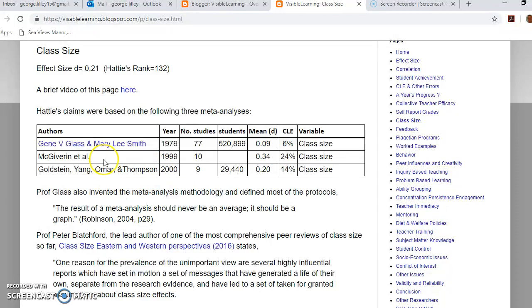It's interesting to note that the Glass of the class size study is also the same Professor Gene Glass who invented the meta-analysis methodology, and Hattie cites Gene Glass as the person that inspired him to get into this line of work. But Glass also listed a number of protocols, one of which was the result of a meta-analysis should never be an average, it should be a graph. Well, clearly Hattie ignores that protocol by publishing the one average.